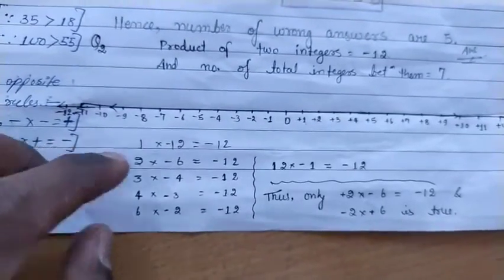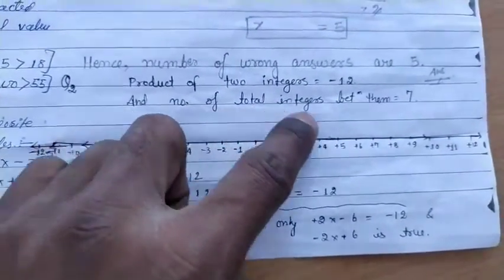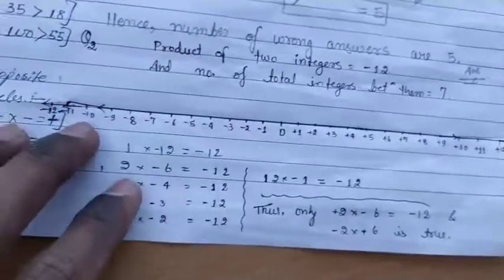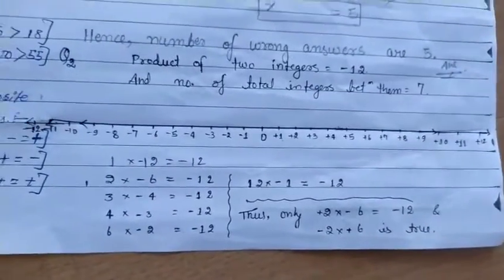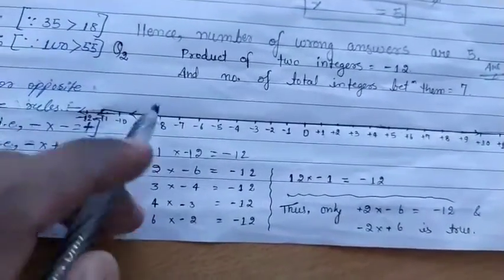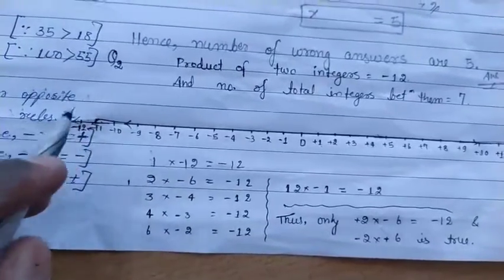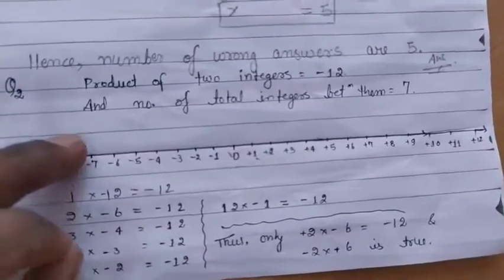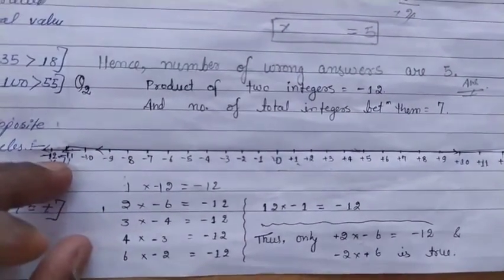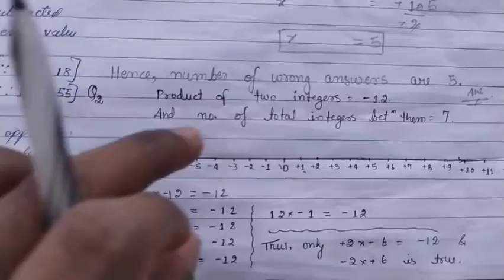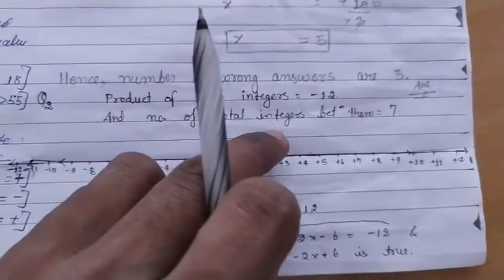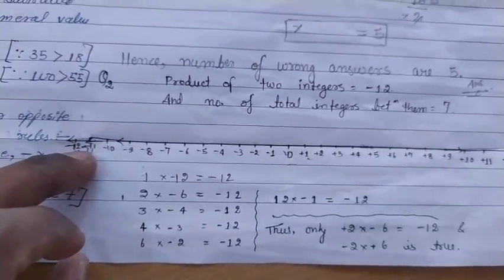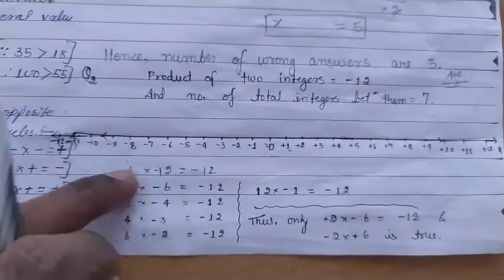But the second condition is that the total number of integers between them must be 7. In the first case I have taken 1 and minus 12. But the question says the total number of integers between them is 7. So let's count the total number of integers between 1 and minus 12.